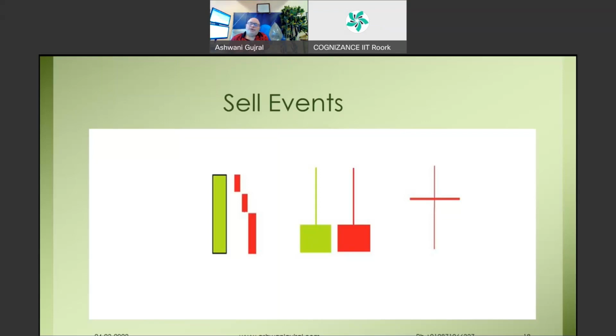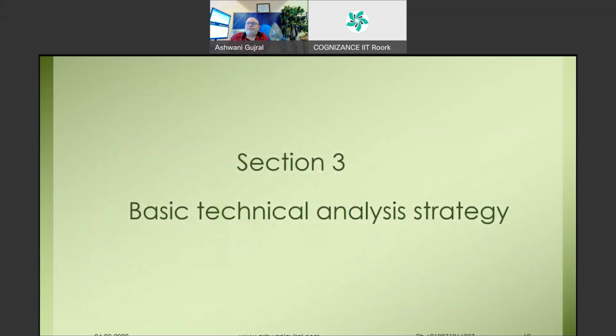So I have given you a total list of 14 events which you need to look for on any given chart. Now let me give you a very basic strategy which you can use tomorrow morning if you are interested in the markets.